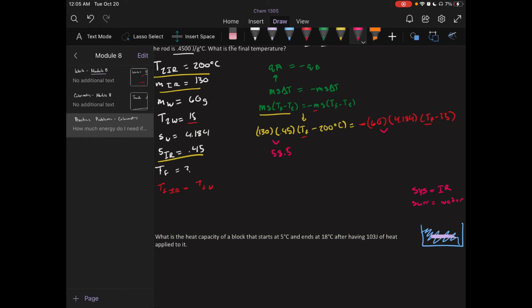58.5 times the temperature final minus 200 is equal to negative 251.04 times the temperature final minus 15. Right, and then from here, what can we do? We can distribute this.